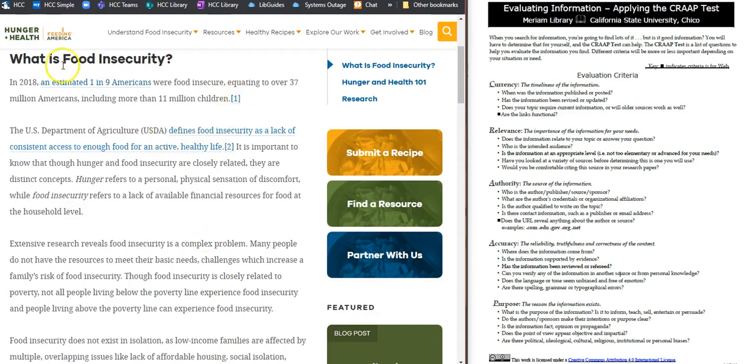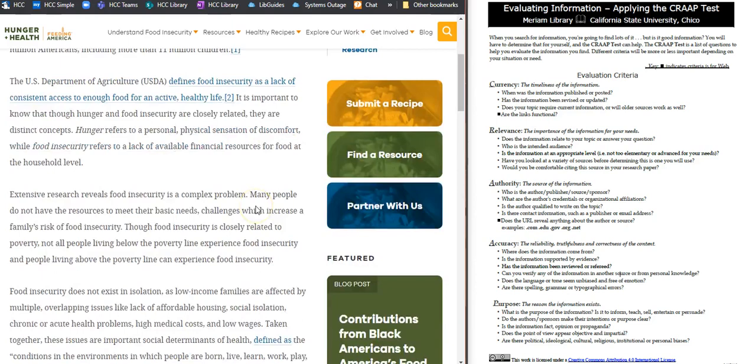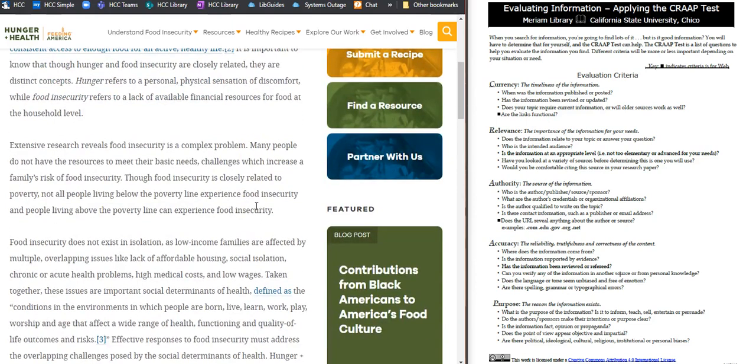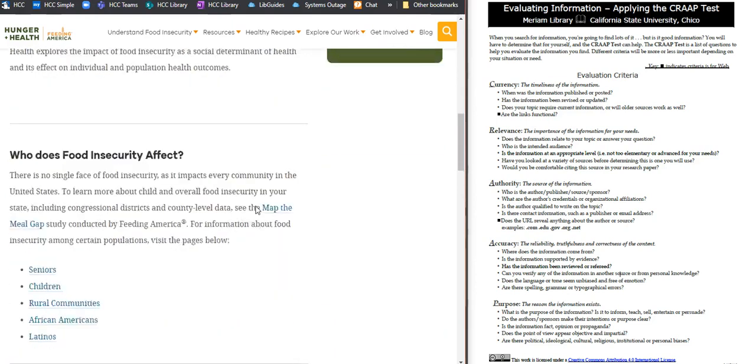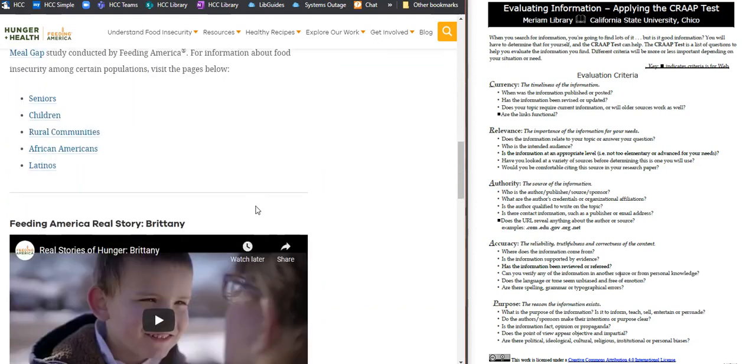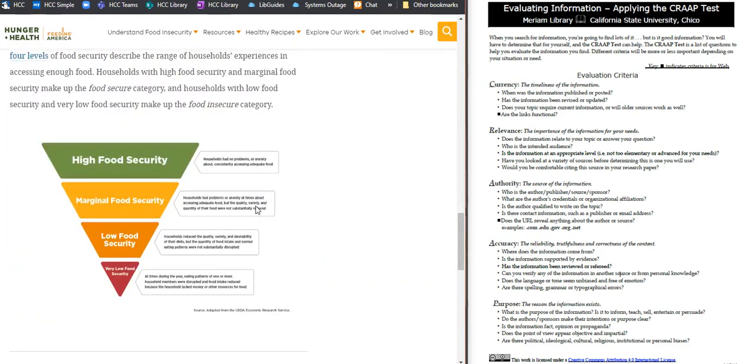And these are all questions that are for you to figure out. Now I do like that we have some citation information. So we have a statistic we could click on and follow that. They are talking about the U.S. Department of Agriculture. Authority, the source of the information. I talked about that a little bit, where they are getting this information.